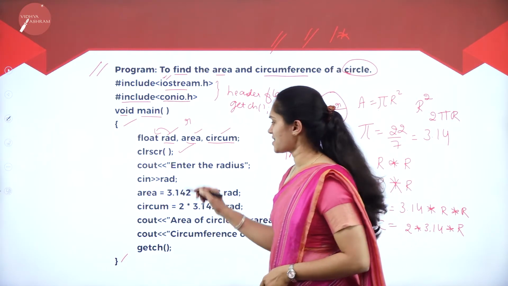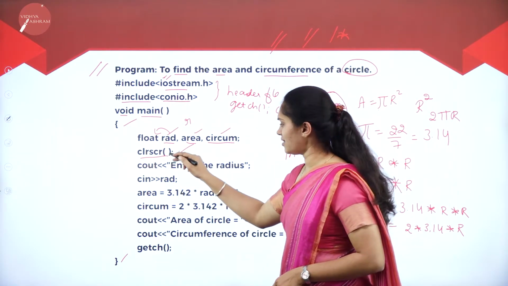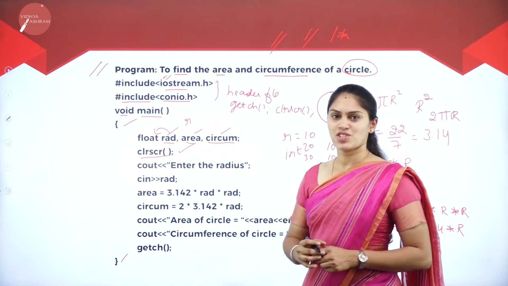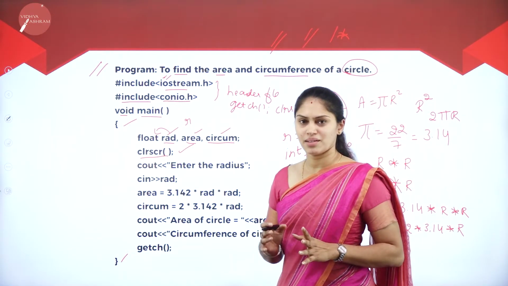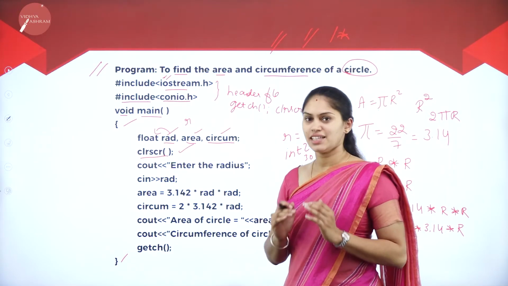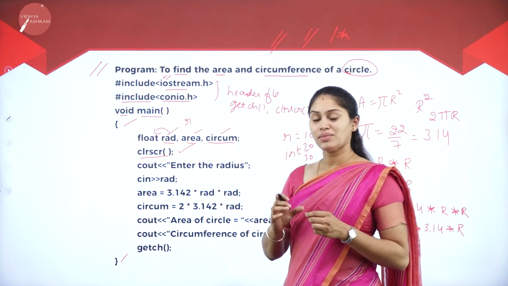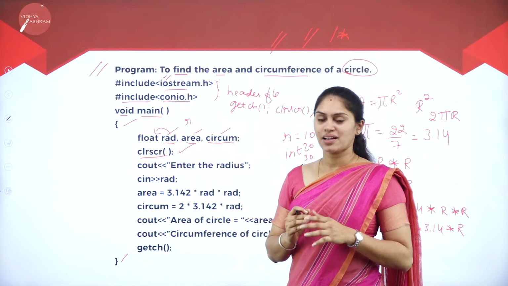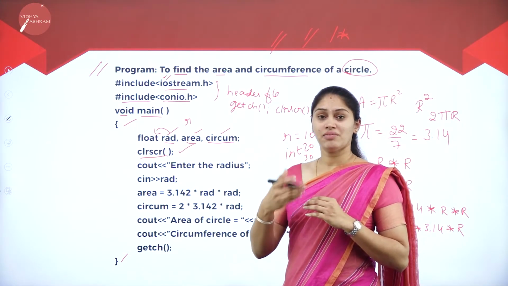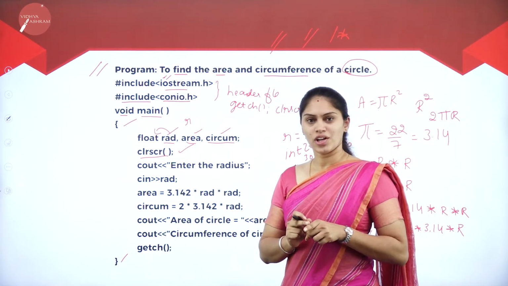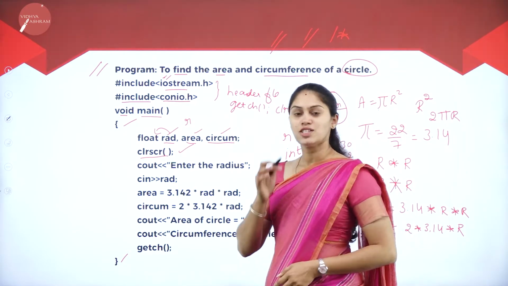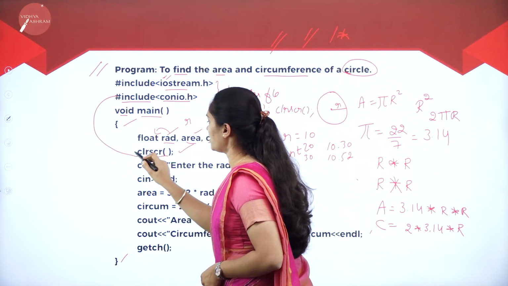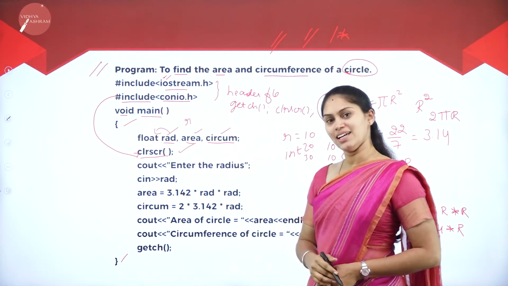Next we have a clear screen function, that is clrscr parenthesis semicolon. Why are we going to use this clear screen function? Just imagine you want to execute some program in your system, but someone has already executed that program in their system. At that time that output will be stored on the output screen, but you don't want to see that output again. In order to flush the previous outputs in the output screen, we are going to use a function called clear screen. When you are using the clear screen function in your program, it is mandatory to include the hash include conio.h header file in your program.